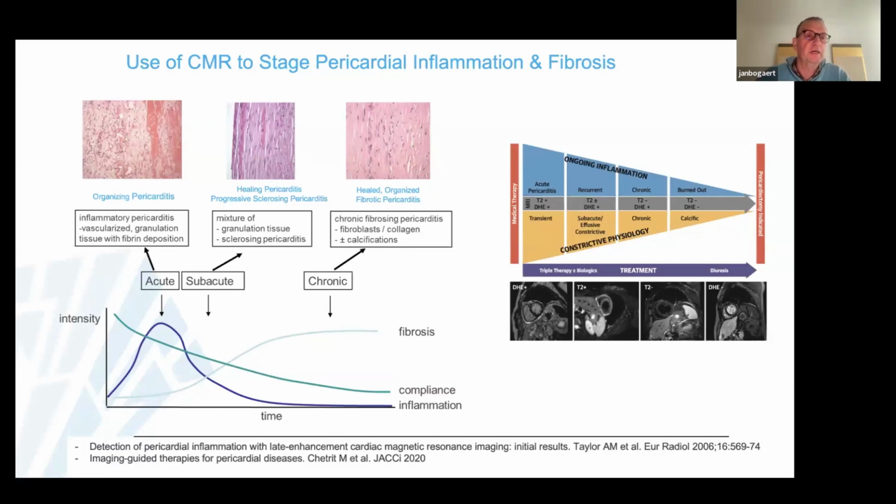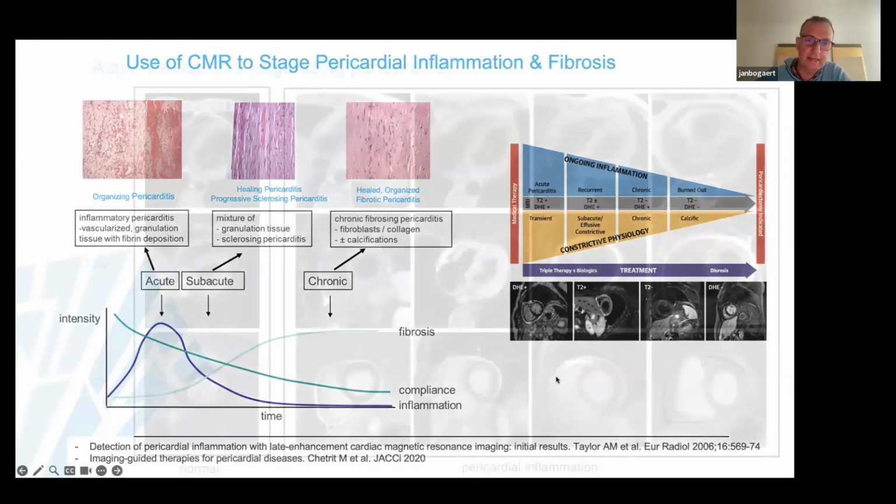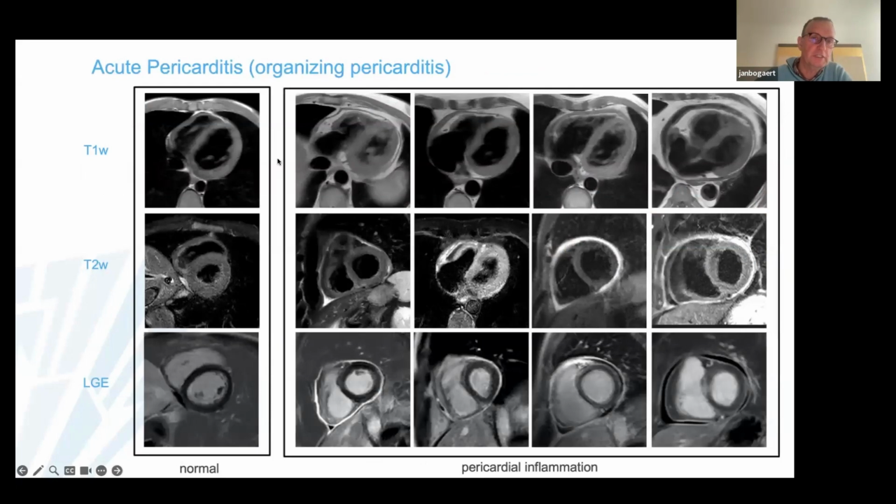And the nice thing is, if you do CMR, using a combination of T2-weighted images and late gadolinium enhancement images, you can stage the disease. Why? Because in the beginning, and I will take the next slides, here above we see T1-weighted spin echo images, the T2 STIR, and late gadolinium enhancement. On the left is a normal subject, and here you see different stages, going from left to right, increasing in severity.